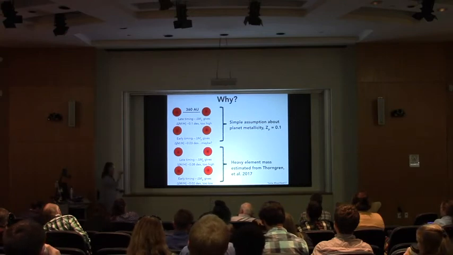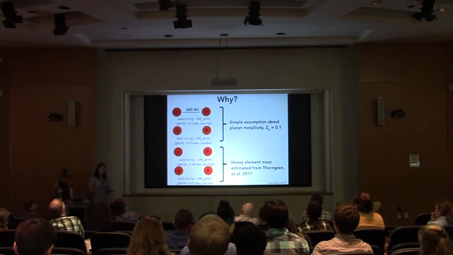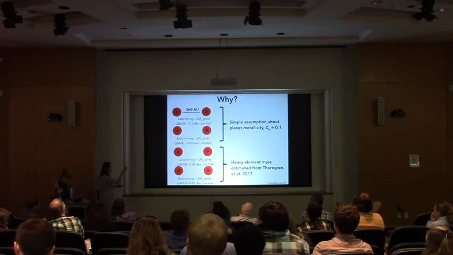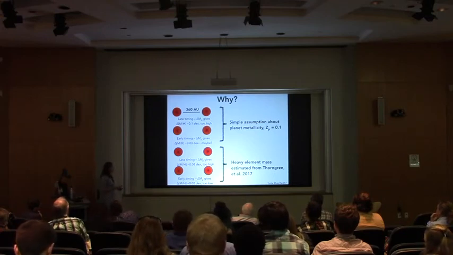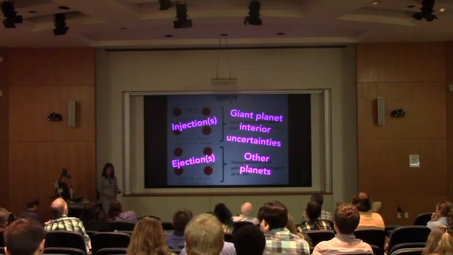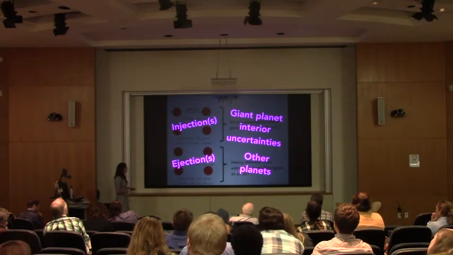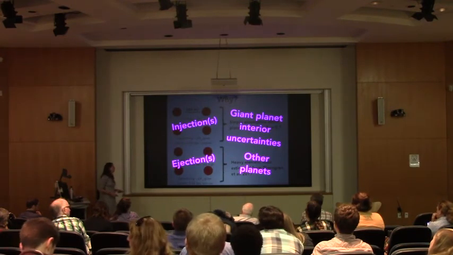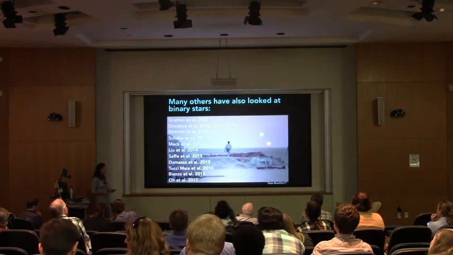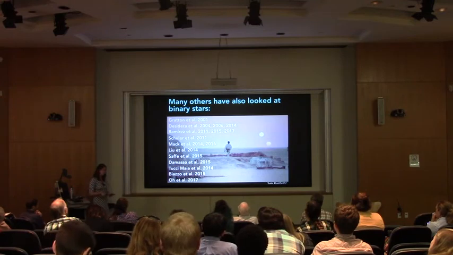The point of all this is not that it definitely happened at this time, but that you can use these stellar abundance measurements to start to place constraints on, for instance, the timing of this accretion onto the star's photosphere. There could be lots of uncertainties, like whether there are other planets, whether material was ejected from the system. There's uncertainties in the giant planet interior models. So, like I said, still kind of hand-wavy at this point. These are some of the other papers that have looked at twin binary stars.